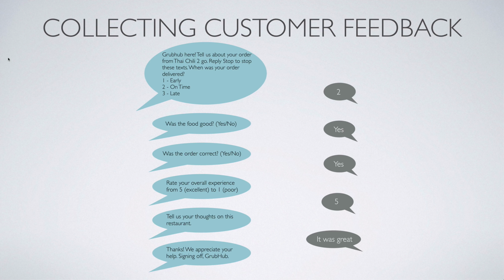So in here, Grubhub's asking, hey, how was your order? When did you receive it? Was it early, on time, or late? And obviously we replied as on time. And then the next reply in the auto conversation is, was the food good? Yes or no? Yes. Was the order correct? Yes or no? Yes. Rate your overall experience 5 to 1, and that was a 5. And then tell us your thoughts on the restaurant. It was great. So that's kind of the flow that we want to go over today, how to set that up inside of YetiText, and then how we can incorporate that into ActiveCampaign.